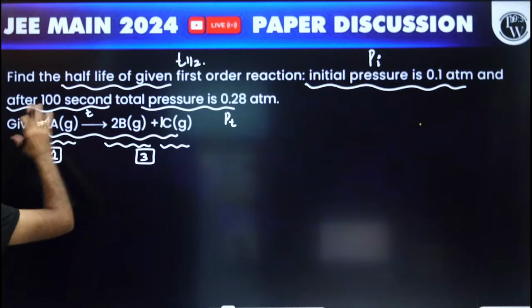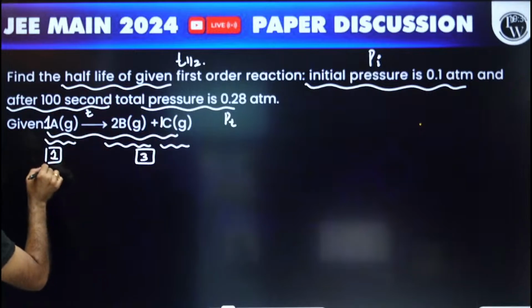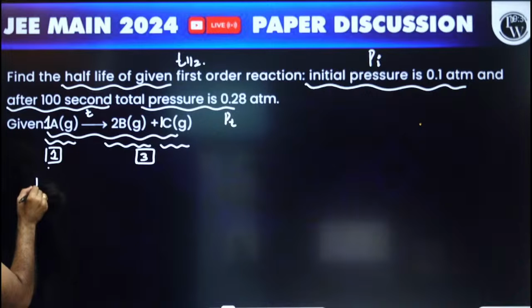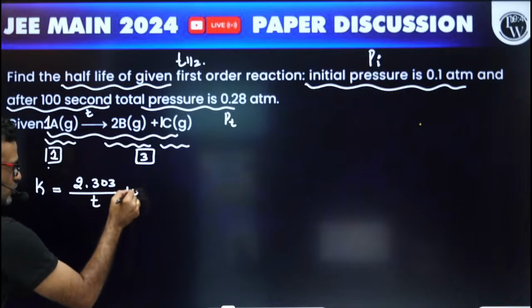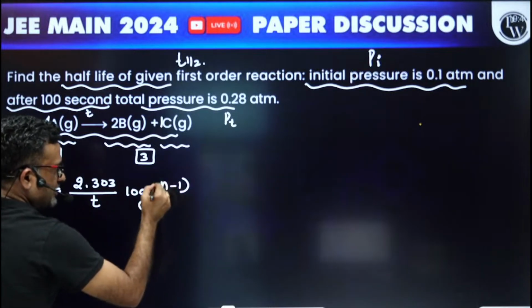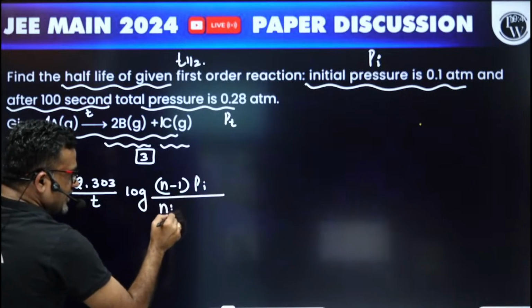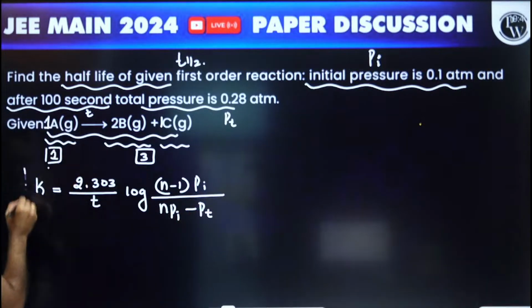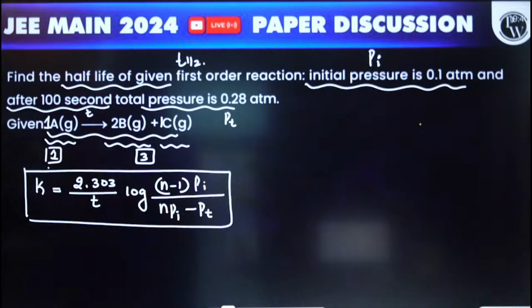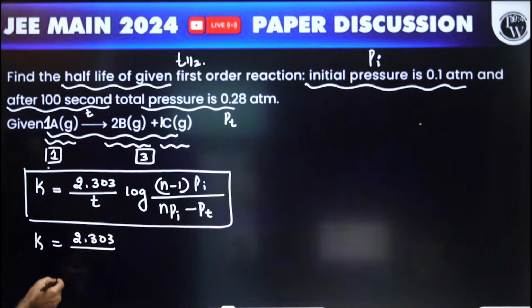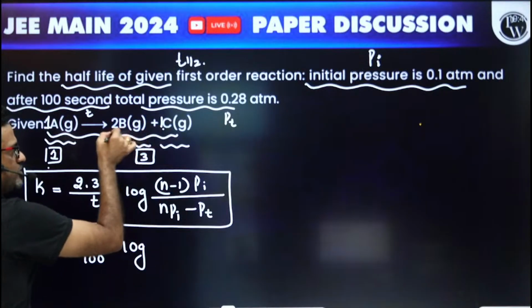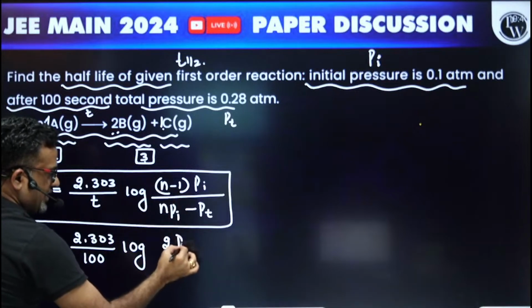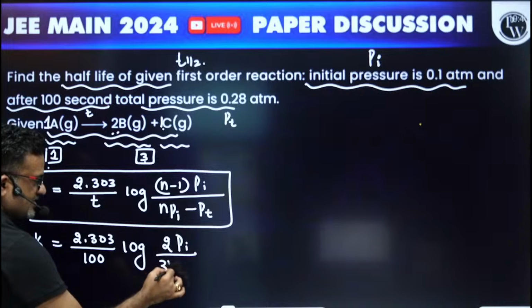Whenever a gaseous equation is given, when 1 mole is giving you n number of moles, the direct formula to find K is 2.303 by t into log of (n minus 1) Pi divided by (n Pi minus Pt). If you apply this, you would get the rate constant. Is that clear? Your K is 2.303, time given is 100 seconds, into log of (n minus 1). What is your n? 2 plus 1, 3. 3 minus 1, 2 Pi, divided by n Pi, which is 3 Pi minus Pt.